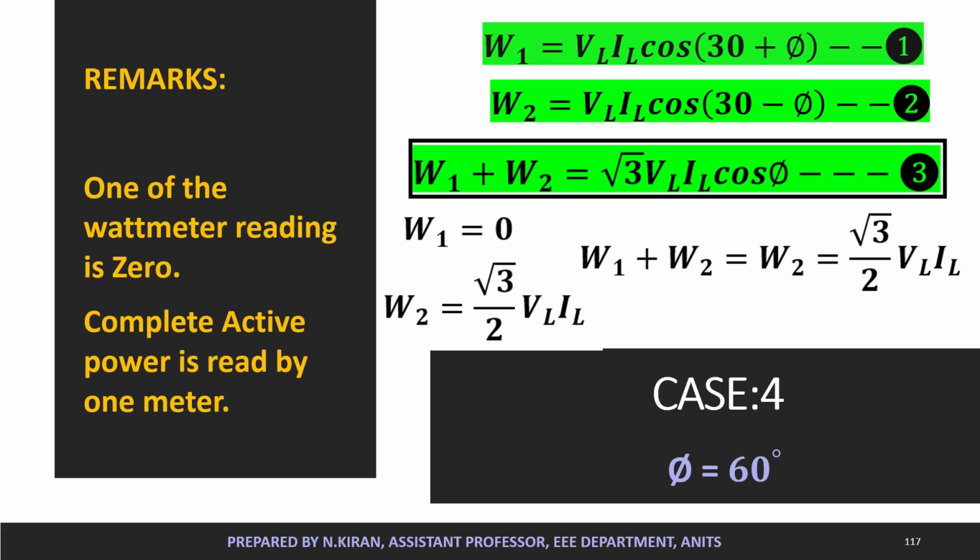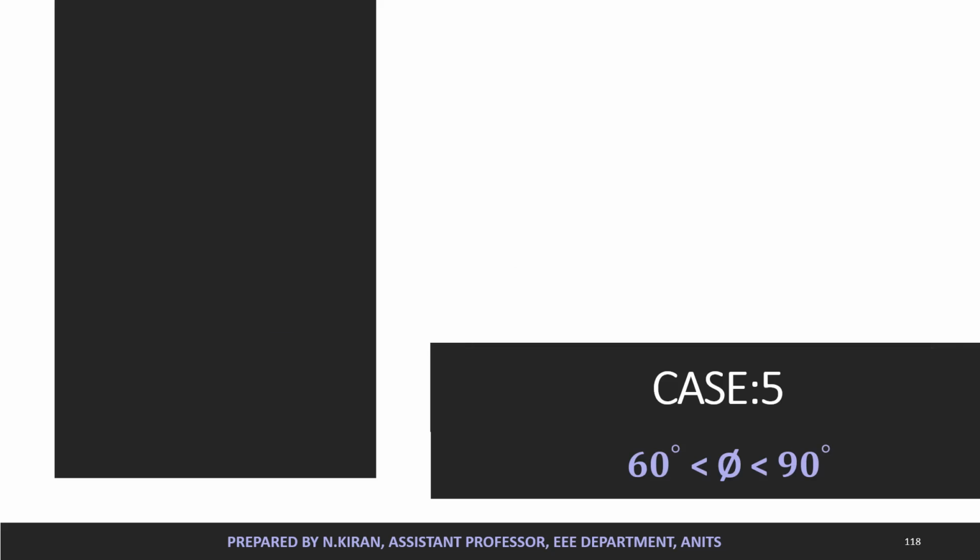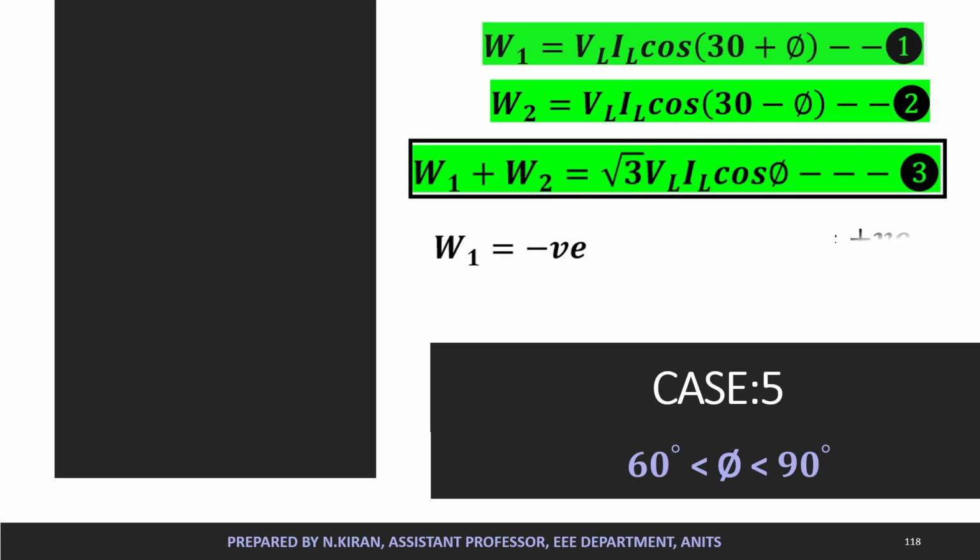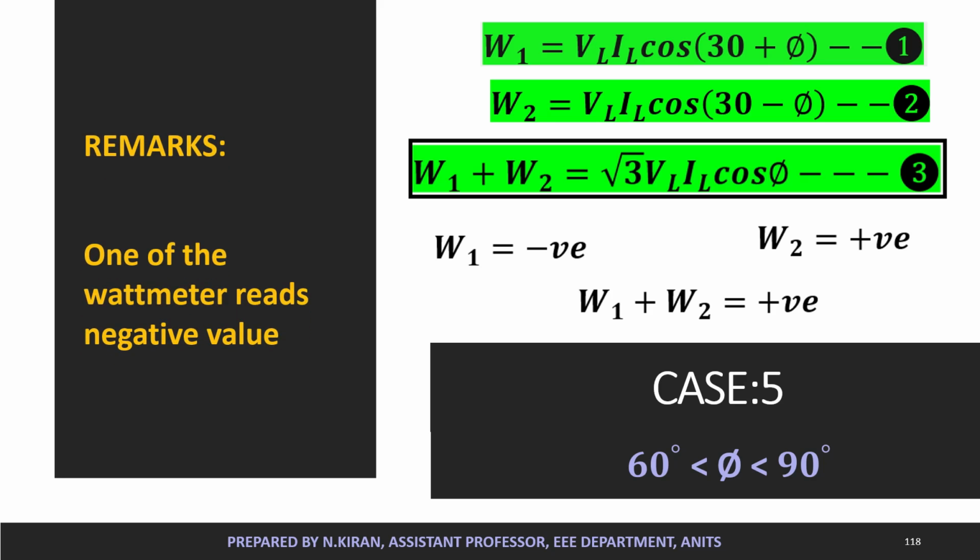Hence, from this I can conclude that if the angle is 60 degrees, one of the wattmeters reading becomes 0 and the complete three-phase power is read by a single wattmeter. Fifth case, if the angle is in between 60 degrees and 90 degrees, the first wattmeter will become negative, the second wattmeter reading will show positive, and the sum of these two will obviously be positive. Hence I can conclude that only one of the wattmeters will show negative value if the angle lies between 60 degrees and 90 degrees.